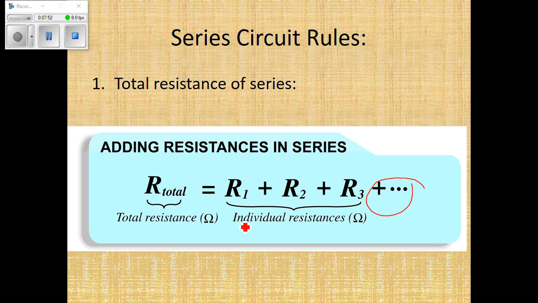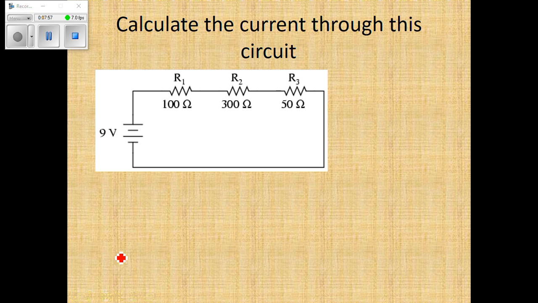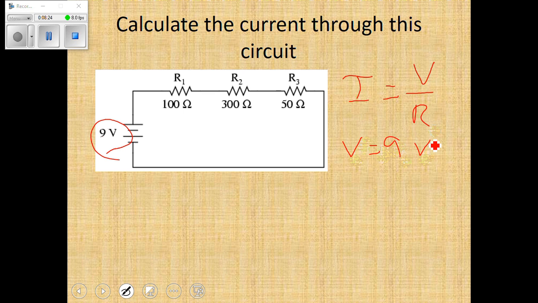Okay, so let me go through an example using Ohm's law on a circuit. Calculate the current through the circuit. So we've got a 9-volt battery over here. We've got 3 resistors. They might be light bulbs here. And the question asks us to calculate the current. So if we write Ohm's law, if you remember, our current is going to be equal to our voltage divided by our resistance. So we have to figure out the voltage and the resistance. Now the voltage is fairly straightforward. The one battery is providing all of the voltage.